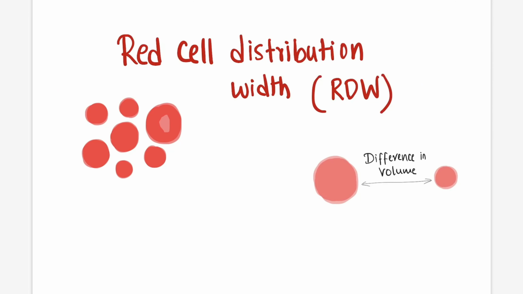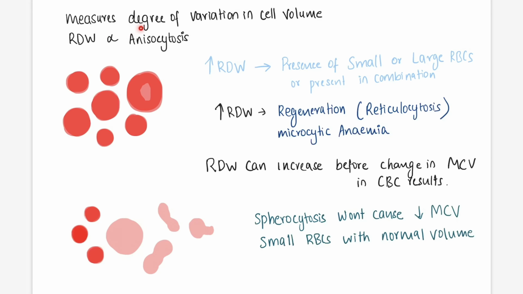RDW, red cell distribution width. It measures the degree of variation in the red cell volume. RDW is often directly proportional to anisocytosis. So, when there is anisocytosis, you will see the variation in size of RBCs.